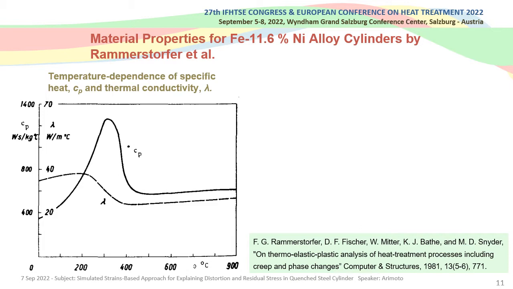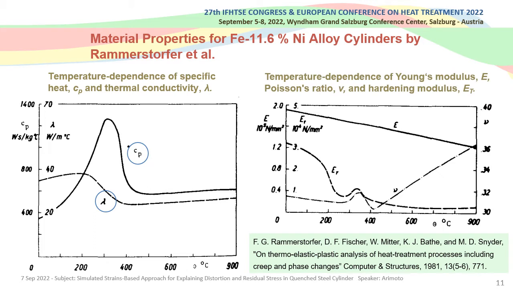Here is the property data of the ionic alloy measured by Lammerstofer et al. for their simulation. The graph on the left side shows the temperature curves of specific heat and thermal conductivity. The right-hand graph depicts temperature-dependent data for Young's modulus, Poisson ratio, and hardening modulus. These data were also used in the simulation by Arimoto and Funatani.